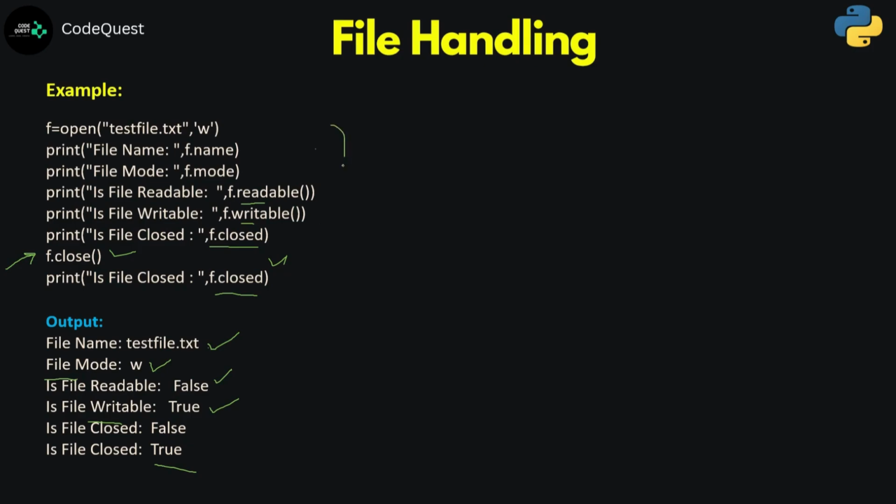So like this, we can take the help of various properties of the file object to check the status of the file. Is it readable? Is it writable? Is it closed? Which mode you have opened it in? And what is the name of the file? Apart from this, there are several other properties also available.